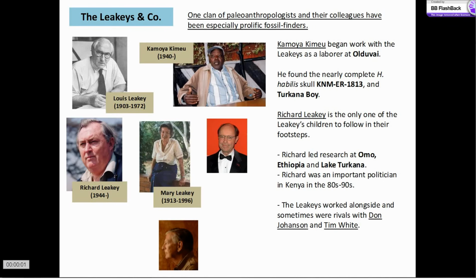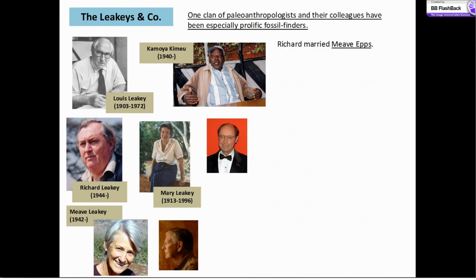Don Johansson and Tim White. Don Johansson here and Tim White, characters you already know. They worked as students among the Leakeys, and then went on to make their own discoveries and shake up the world of paleoanthropology in their own ways. And then Richard married Maeve Epps.